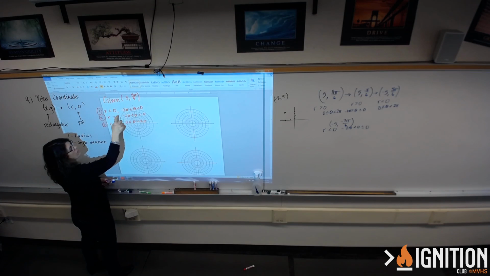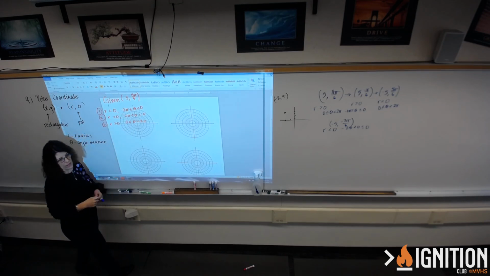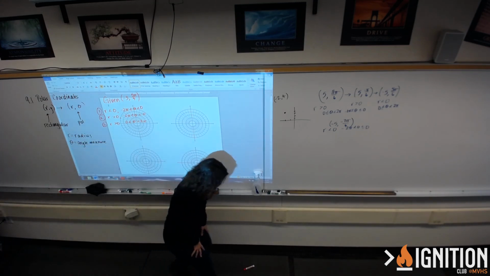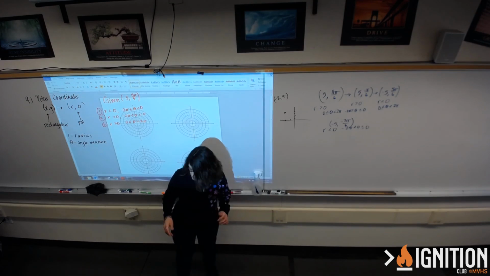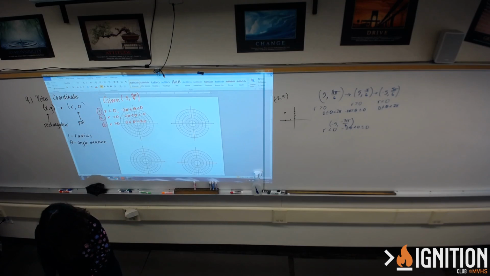Negative radius, negative angle. Positive radius, negative angle, positive angle. Work together, figure it out. Which was the easiest to track with that? That would be the first one. If you're stuck, help each other. Talk through it.